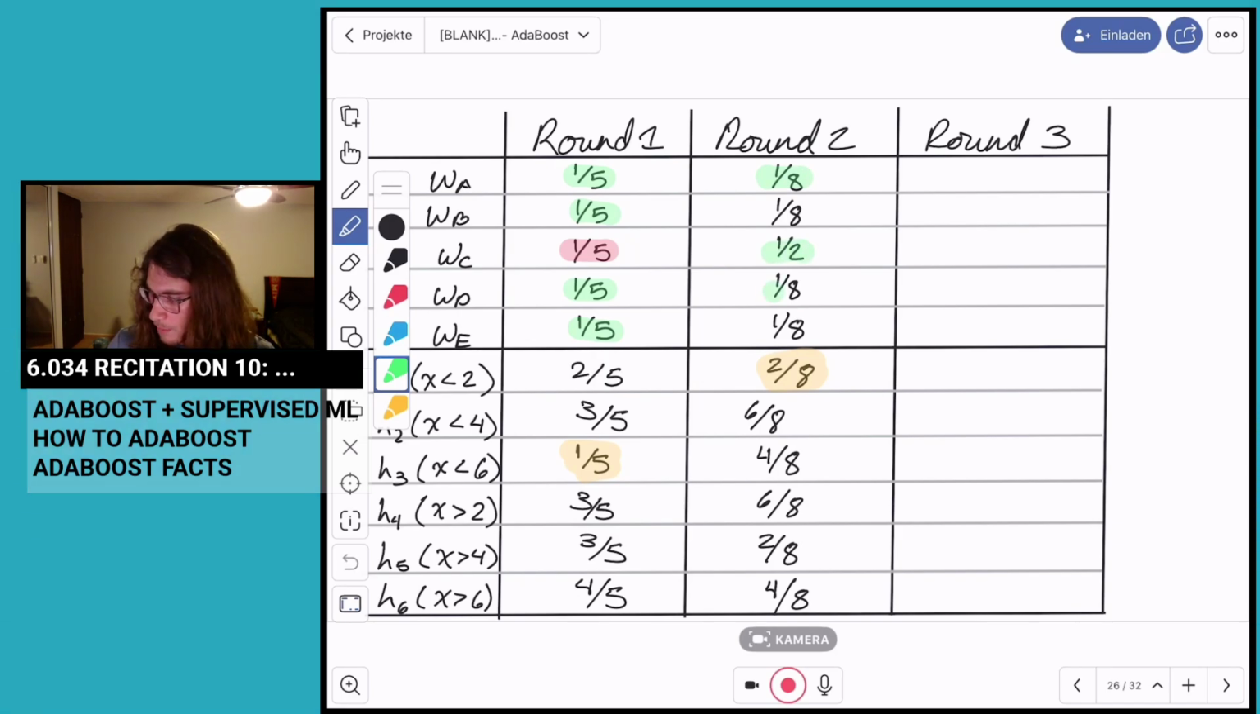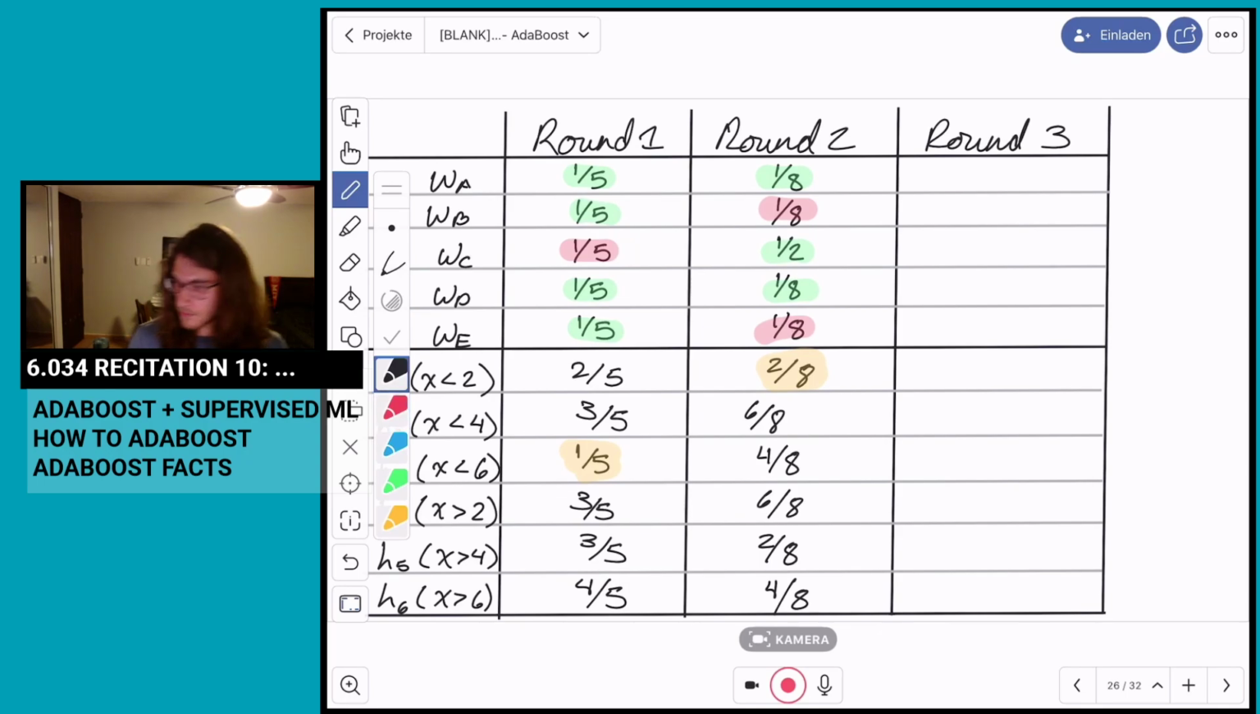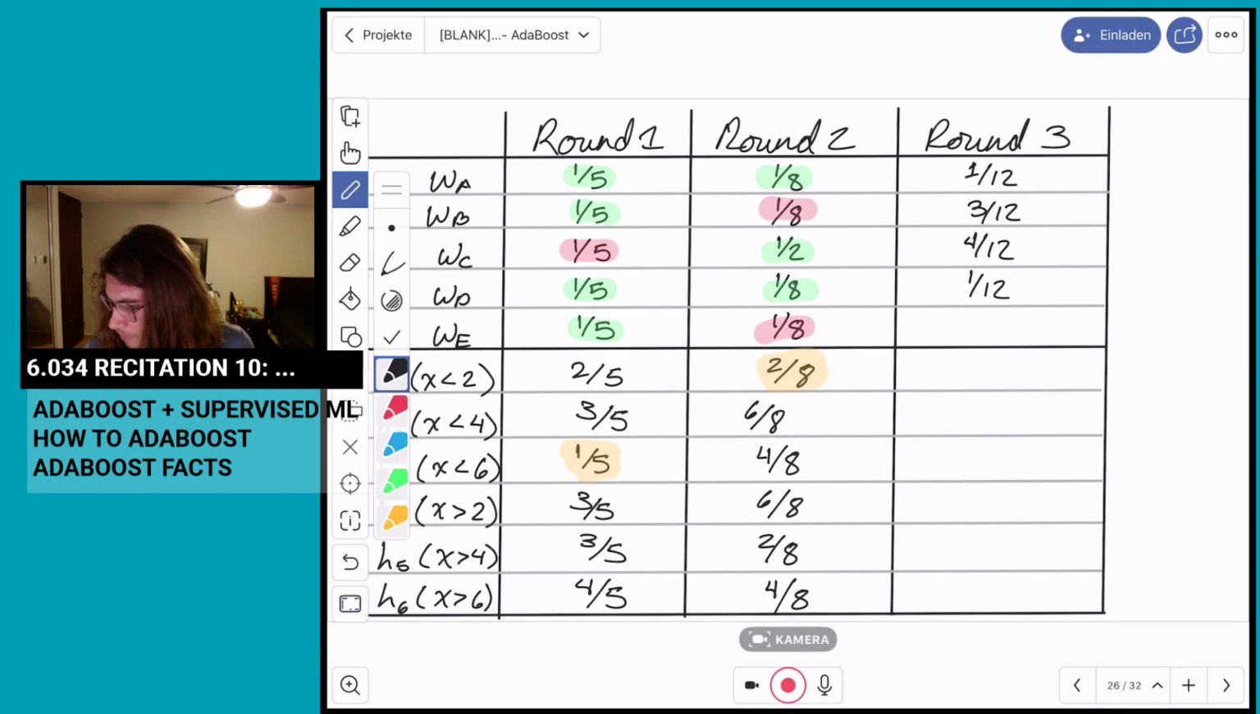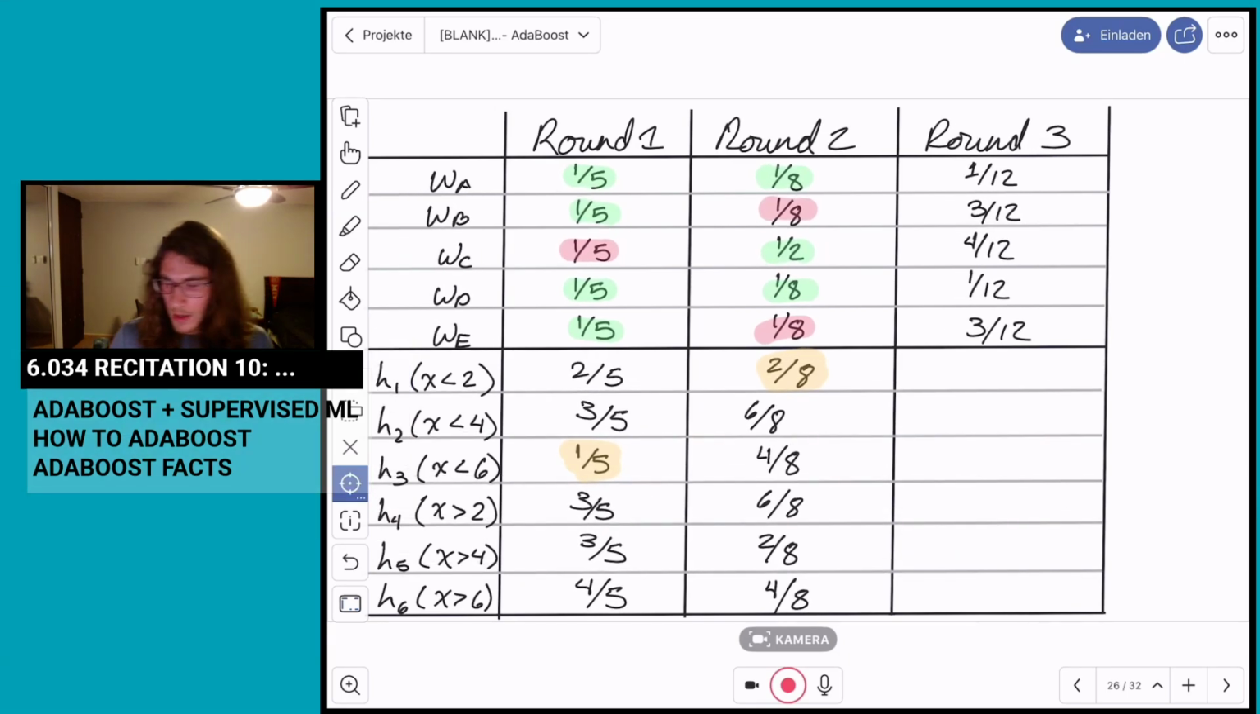I'm highlighting in green the points that were classified correctly and now points that were incorrectly classified. Now, this amounts to 1/12, 3/12, 4/12, 1/12, and 3/12. And one thing that I would like you to notice in what I've been doing so far is that the incorrectly classified point here ended up summing to 1/2 in the next step when I recalculated the weights, and the incorrectly classified points here also ended up summing to 1/2 in the next step.